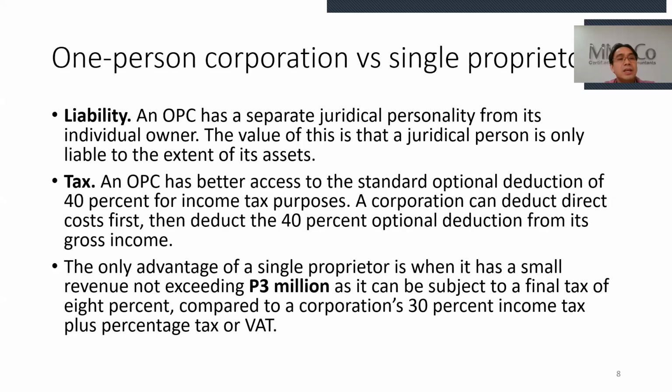And then you have here the only advantage of a sole proprietor, single proprietor, is when it has a small revenue not exceeding 3 million, as it can be subject to a final tax of 8%. So kung 3 million and below, multiply mo lang ng 8%, minus mo muna yung 250 kung wala kang employment. So that is your tax already, which is already in lieu of your percentage tax, which is 3%. And then your 5% is your income tax. Okay, so compared to a corporation, 30% income tax plus percentage tax or VAT.